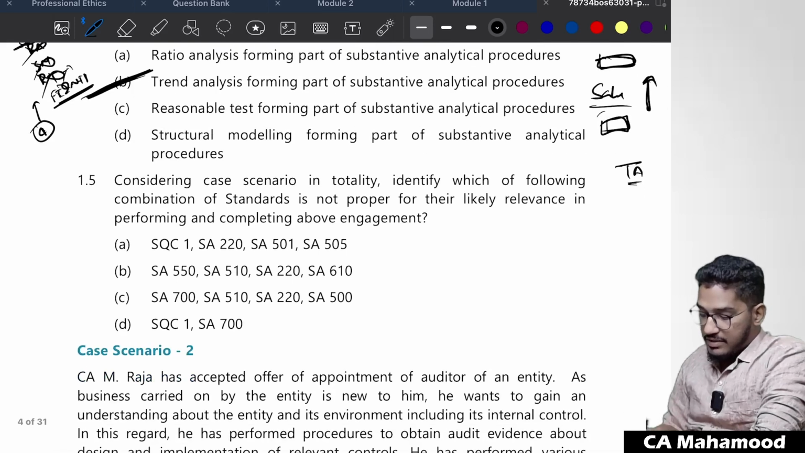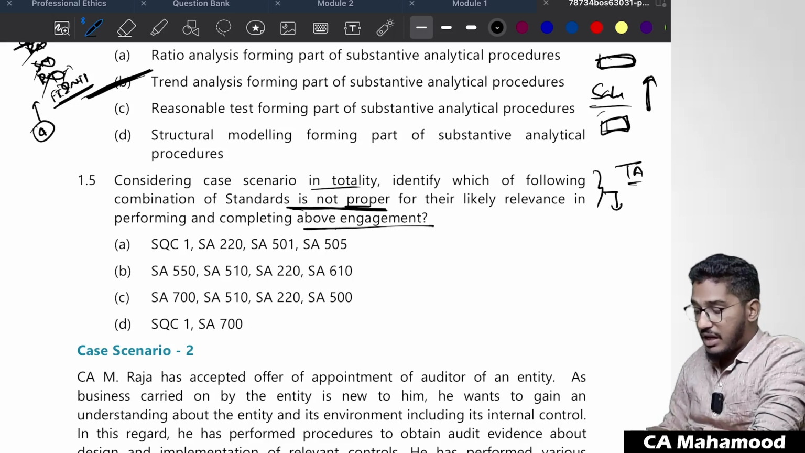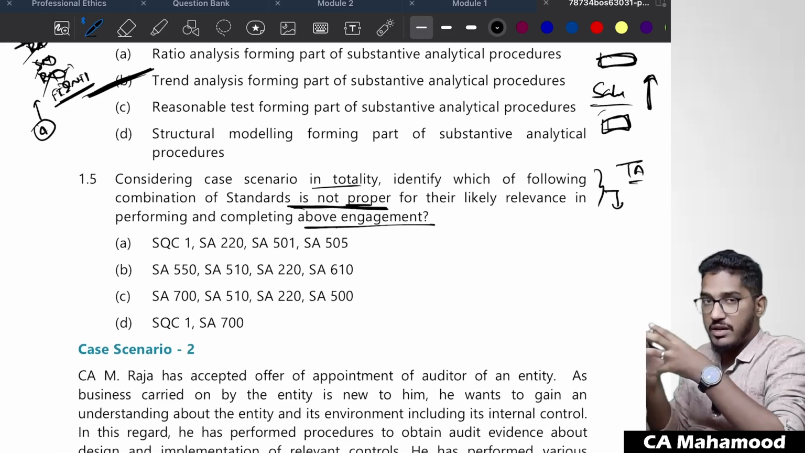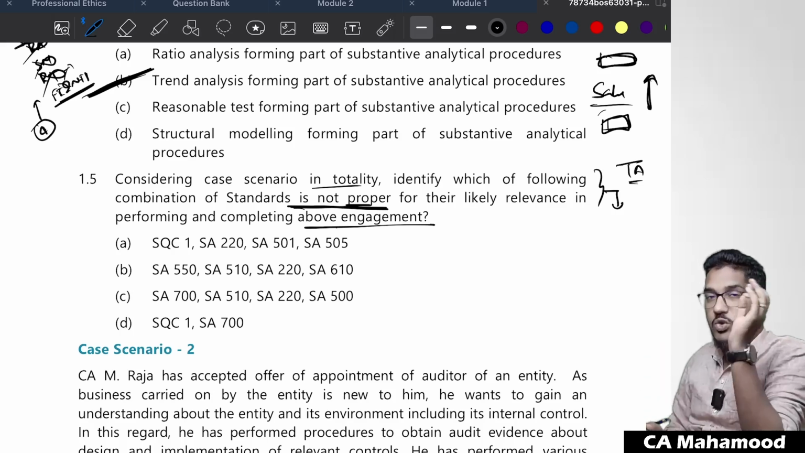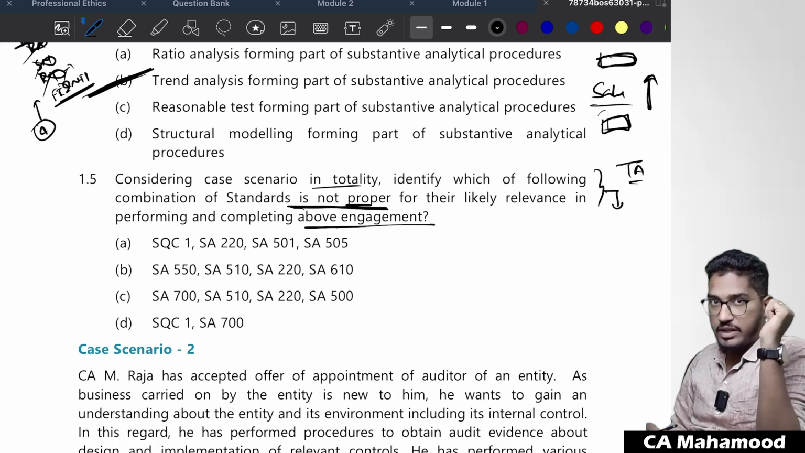Next one. Considering the case scenario in totality, identify which of the following combinations of standards is not proper for likely relevance in performing and completing the above engagement. So they are telling which standards are not relevant in the given case. They have given the combinations here, and they are asking you to identify which combination is not relevant. That means in the given options, they have combined some standards, and a few of them are not relevant for the given audit. We have to find them out.